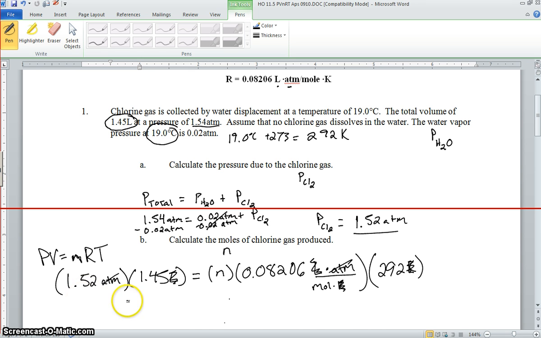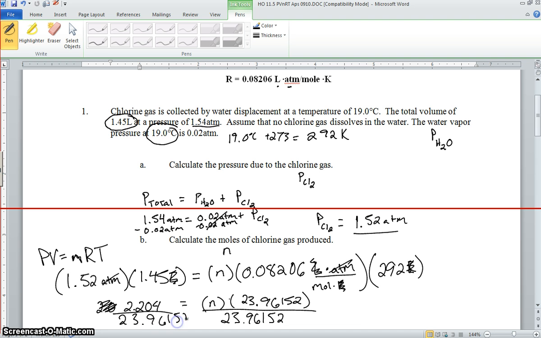Now we just solve. Go ahead and multiply the left side together. We get a value of 2.204. When you multiply those two together, that's going to equal n times this side multiplied together, 0.08206 times 292. When we multiply those together, you should get 23.96152. To get n by itself, right now it's being multiplied by a number, so we do the opposite. We divide both sides by 23.96152. What we do to one side, we must do to the other. That's Math 101. That cancels from this side.